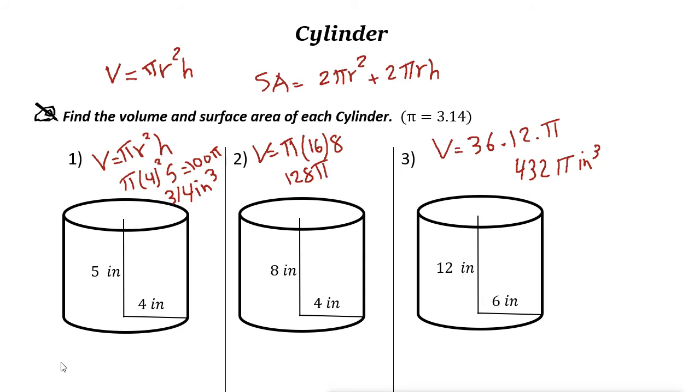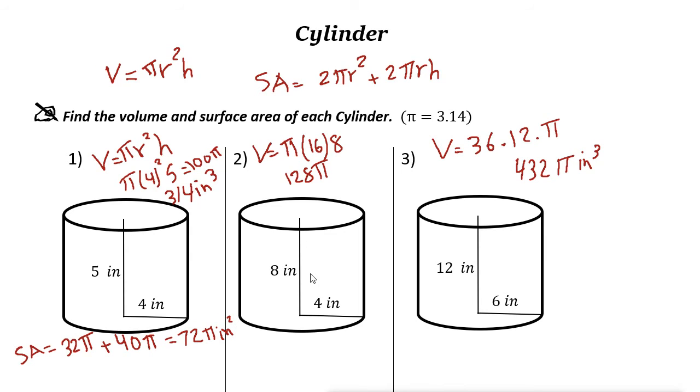The surface area, let's take a look at this one. The formula is 2 pi r squared. R squared is 16, times 2 is 32 pi. So this one is 32 pi plus 2 pi r h. R is 4, h is 5, so 4 times 5 is 20, times 2 is 40. So it is 40 pi. If you add them up, you get 72 pi, and it is in square inches because we're looking for surface area.